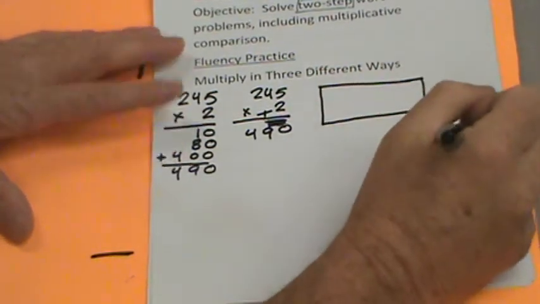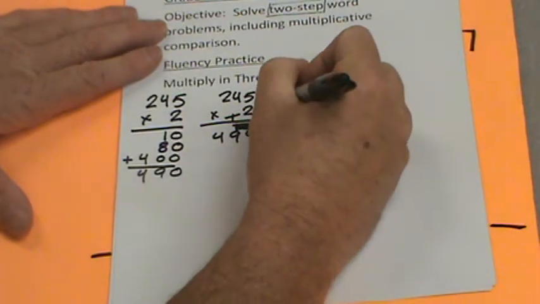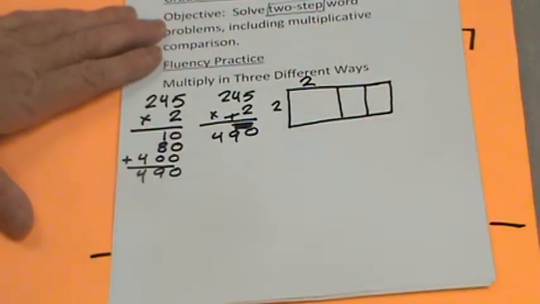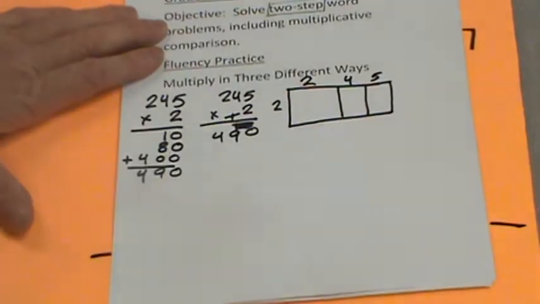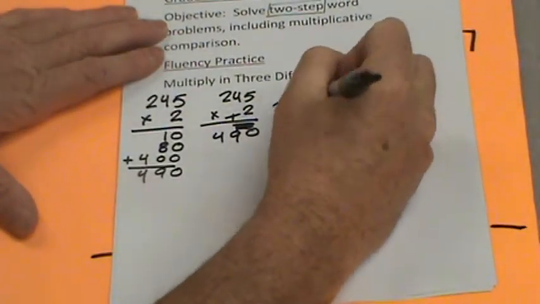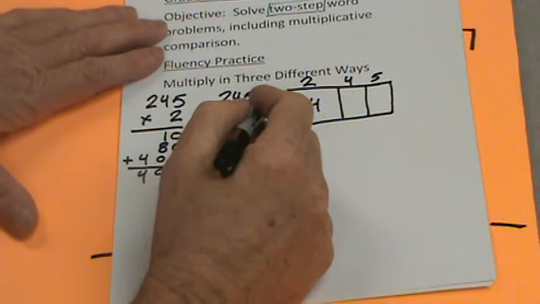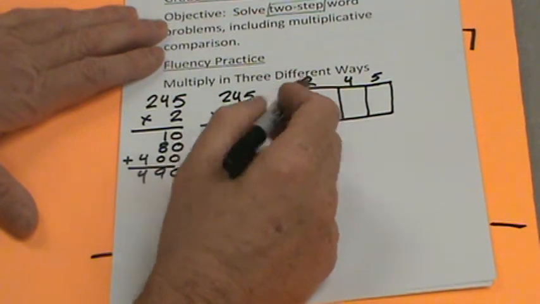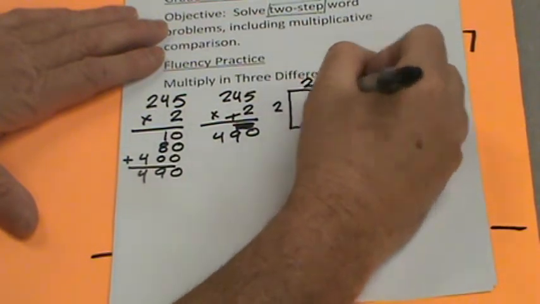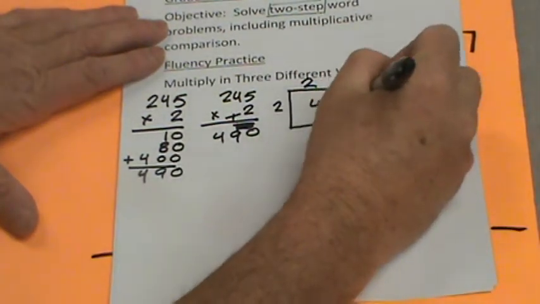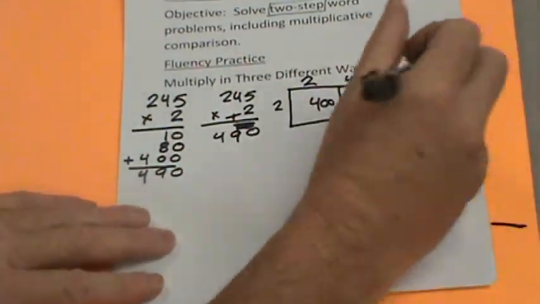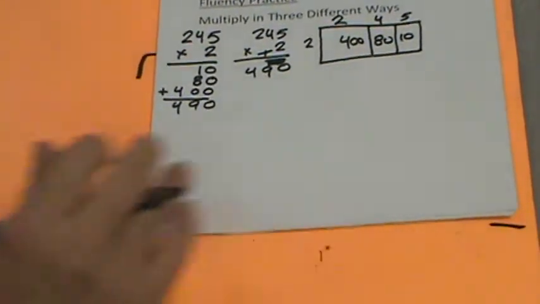Terrible looking rectangle, Mr. Leggett. So we're going to have 2 times 2 hundreds, 4 tens, and 5 ones. 2 times 2, 4. Right, 2 times 2 is 4. 400 in this case. 2 times 4 is 80. Make the 400 there, I'm so sorry. 80, and then 2 times 5 is 10. Add them up, 400, 80, 90. All right, let's do another one.